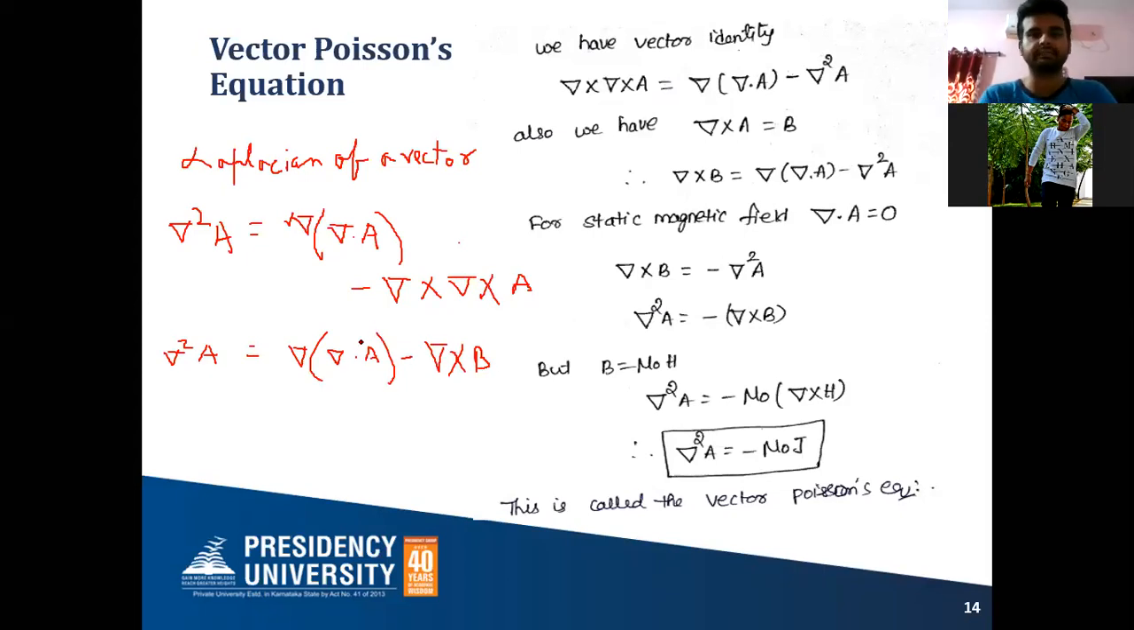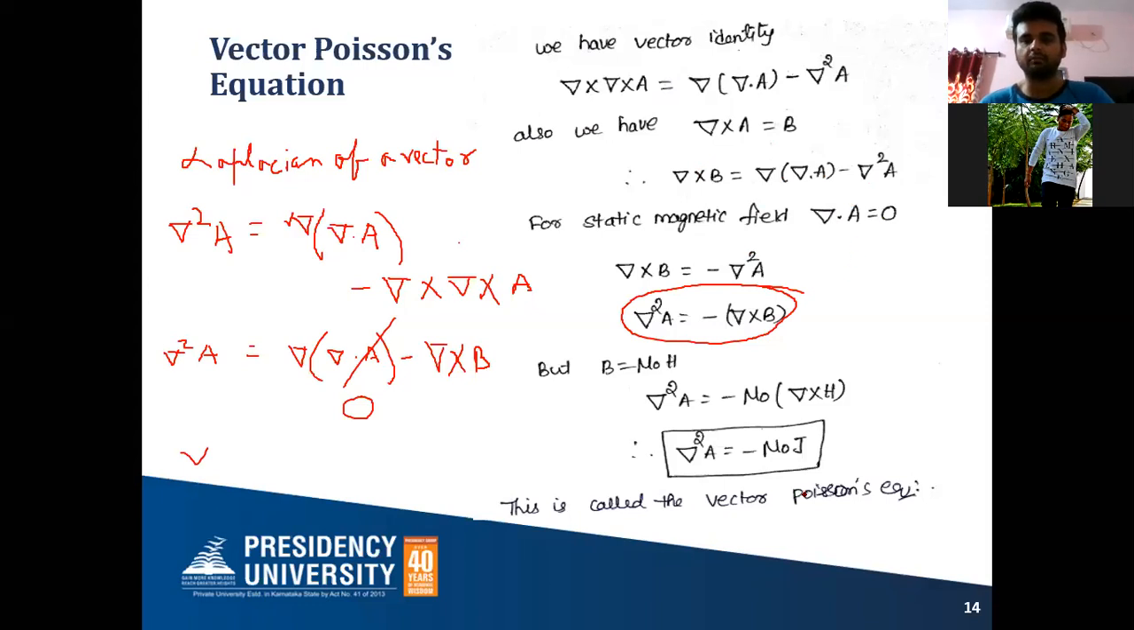Now del dot A equals 0, as I said, because A exists in curl form, so its divergence will be 0. So you can write this term as 0. Del square A equals minus of del cross B. And B equals mu naught into H, you know already. So del square A equals minus mu naught into del cross H, so del square A equals minus mu naught into J.